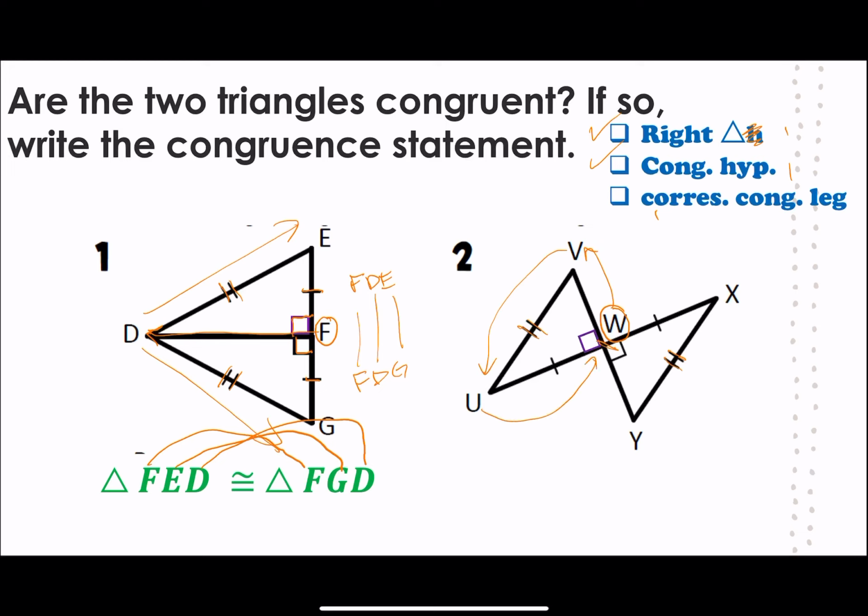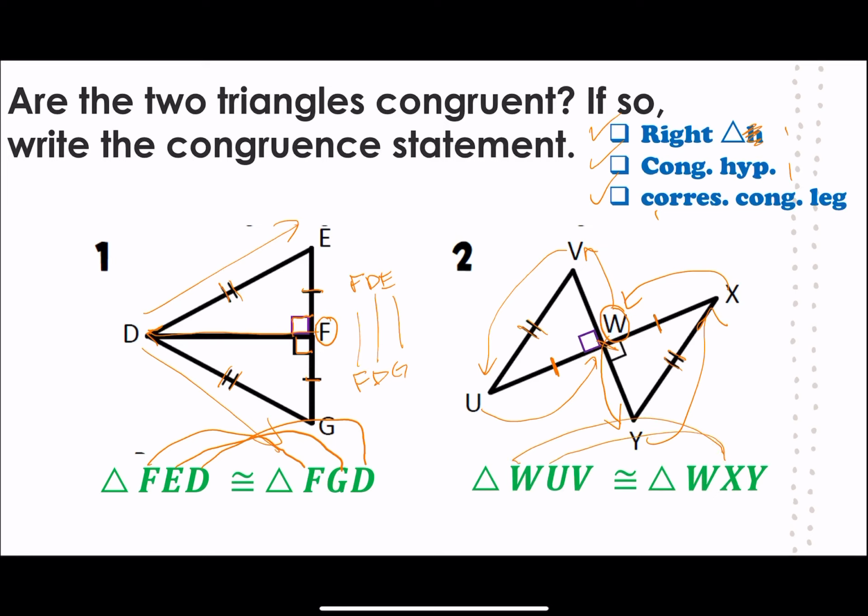And now let's do the next triangle. So what would correspond with W, V is WY, and then we continue our circle. VY, yes, in fact, this does work. UW and XW are corresponding legs. So yay, that means these two triangles are congruent, and you can write your congruency statement. You can also write triangle WVU is congruent to triangle WYX as long as these are corresponding. All right.